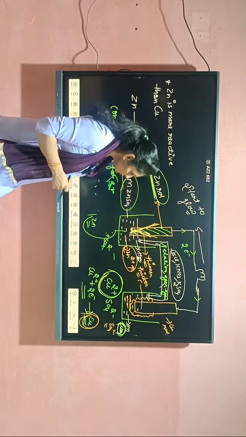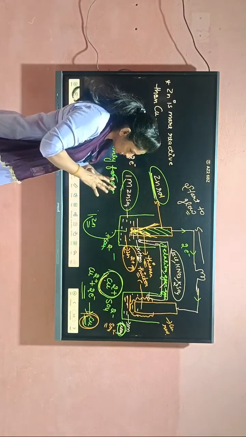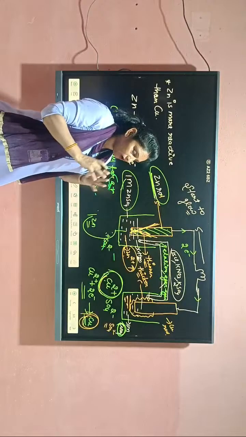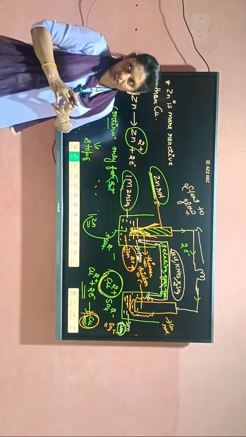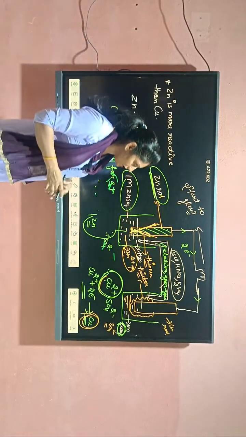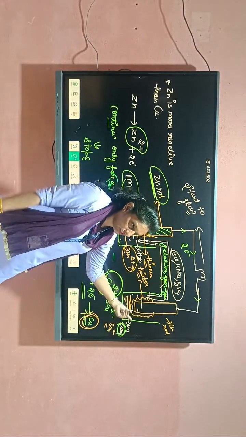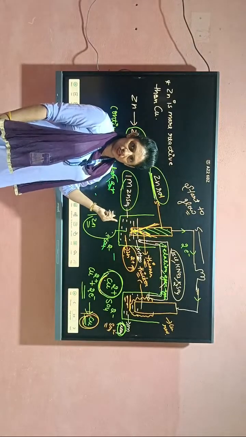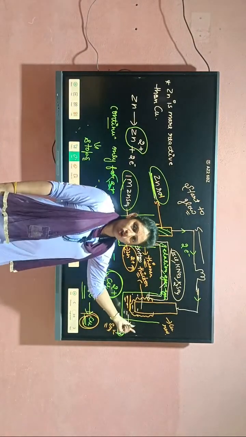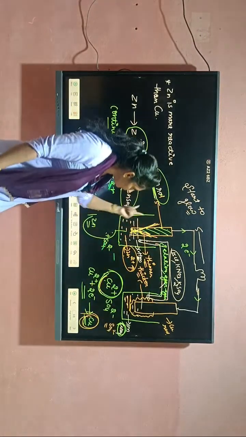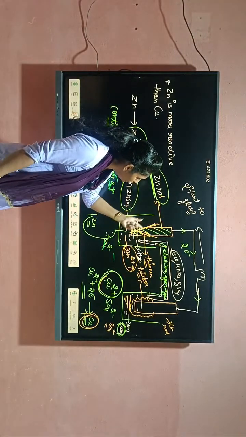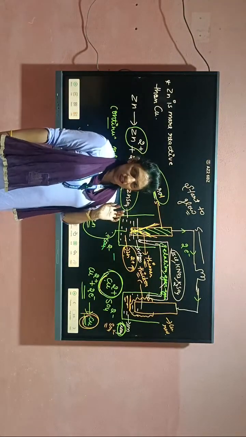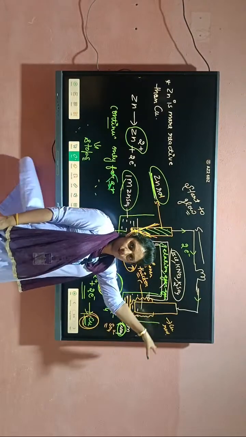Then students, we have done construction. How can we construct the electrochemical cell? In the electrochemical cell, we take two containers. In one container, we will fill 1 molar zinc sulfate, okay, and in the other 1 molar copper sulfate. Here we are having zinc sulfate, so we will dip the rod of zinc. Here we will dip the rod of copper.